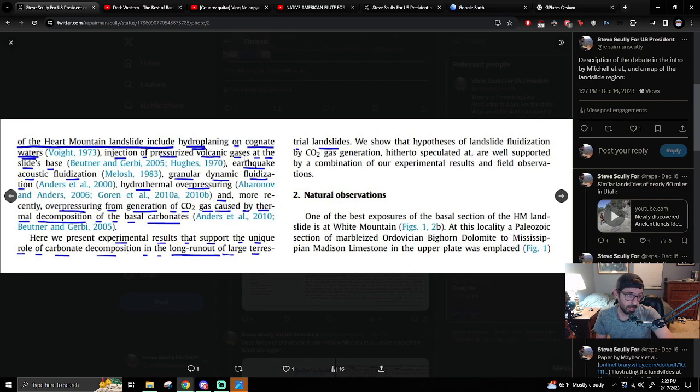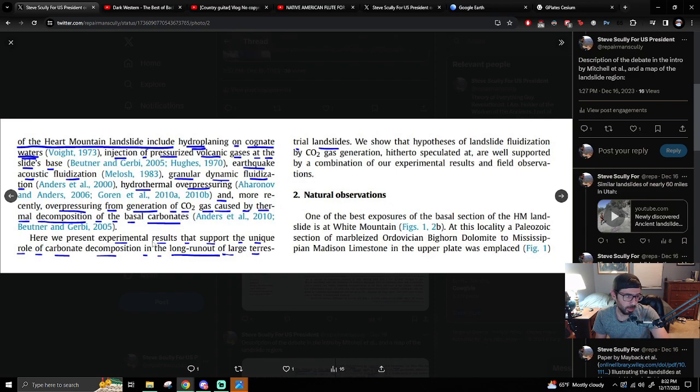Injection of pressurized volcanic gases at the slide's base. So I guess volcanic gases getting underneath the sliding material to almost hydroplane in their own way. Earthquake acoustic fluidization, so basically some mechanism of getting some kind of fluid structure or granular dynamic fluidization. Hydrothermal overpressuring, and overpressuring from generation of CO2 gas caused by thermal decomposition of the basal carbonates.